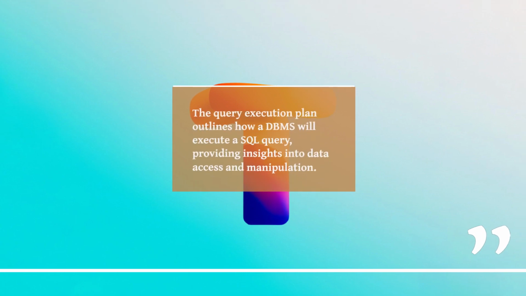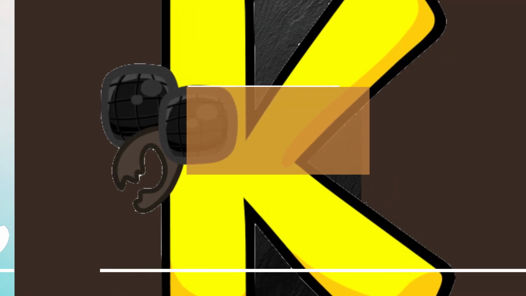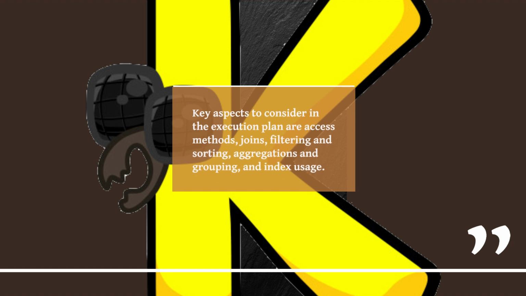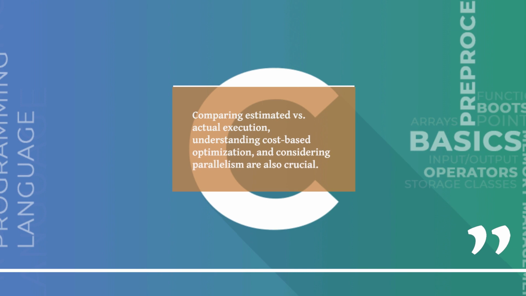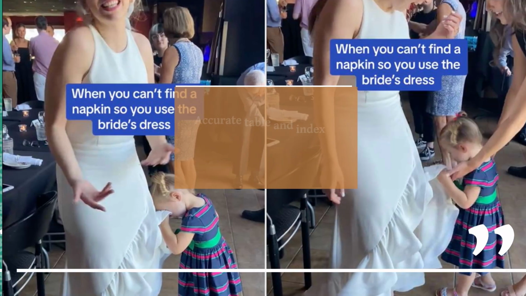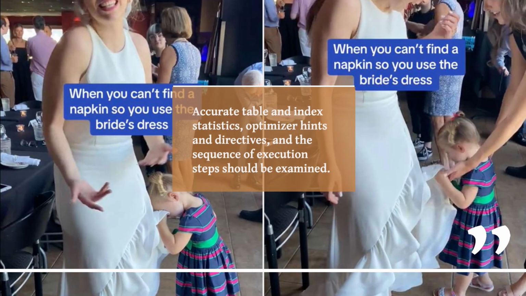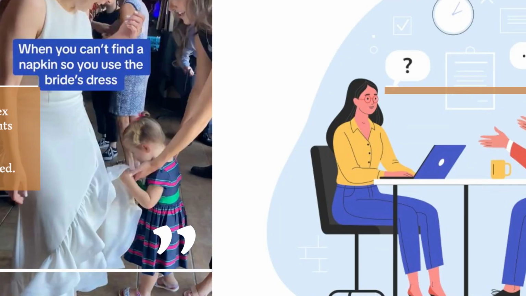The query execution plan outlines how a DBMS will execute a SQL query, providing insights into data access and manipulation. Key aspects to consider in the execution plan are access methods, joins, filtering and sorting, aggregations and grouping, and index usage. Comparing estimated versus actual execution, understanding cost-based optimization, and considering parallelism are also crucial. Accurate table and index statistics, optimizer hints and directives, and the sequence of execution steps should be examined.